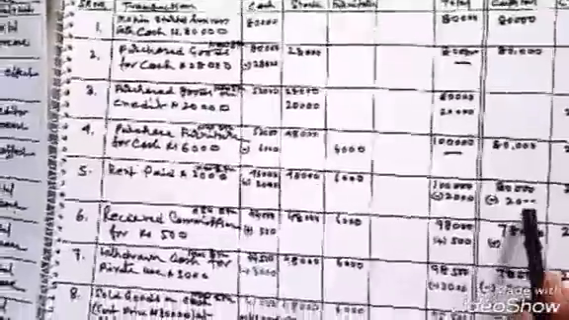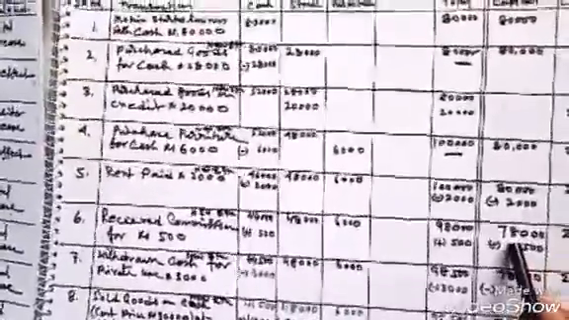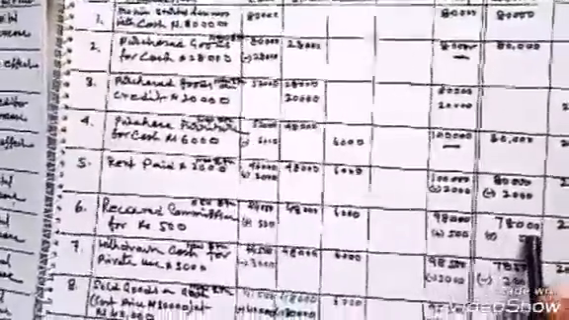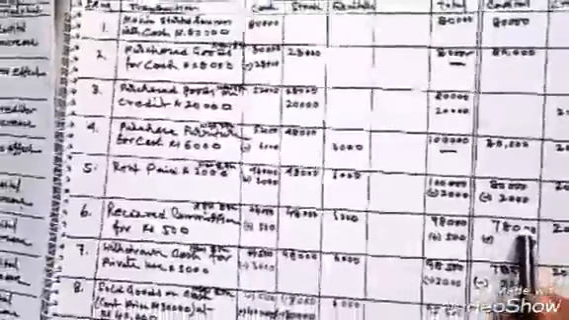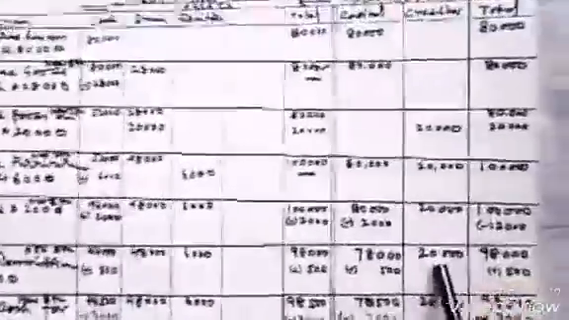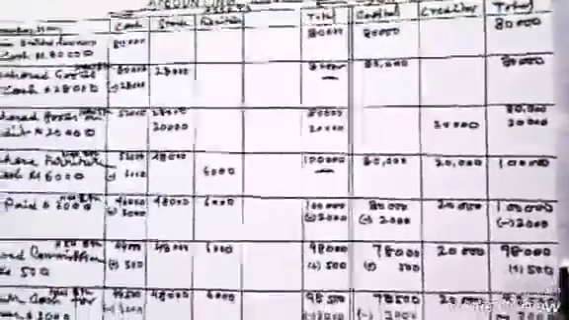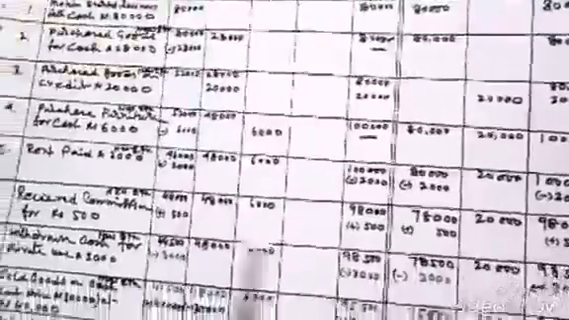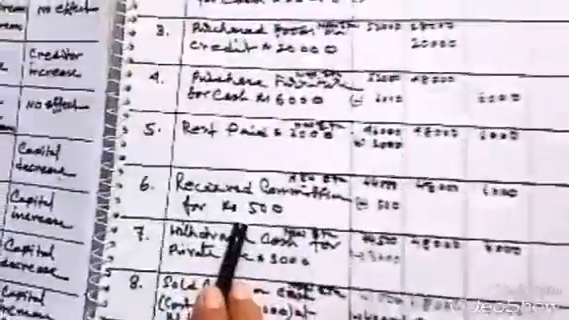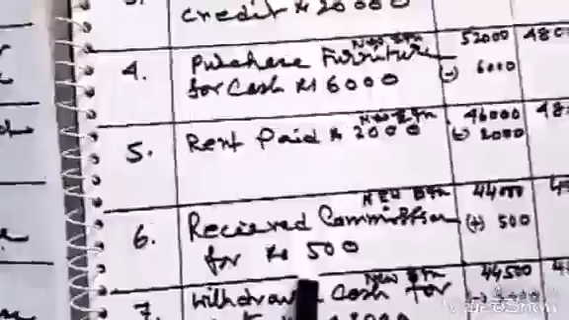Here also the capital is 78,000 and creditor 20,000, total is 98,000. Now come to transaction number 6.